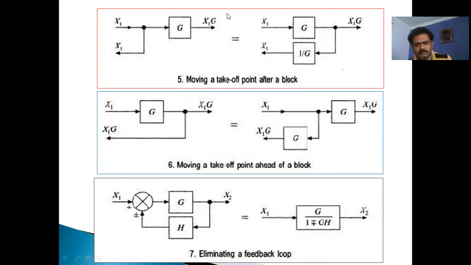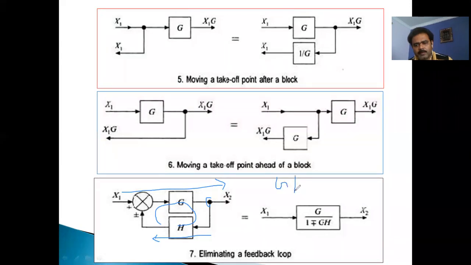So this is called forward path gain. G is called forward path gain in this direction. This is called forward path, input to output. Whereas in the reverse direction, the feedback is always in the reverse direction. So this becomes a loop. This is called a loop or a closed path. So how to eliminate this kind of loops? Using this formula, we can eliminate.